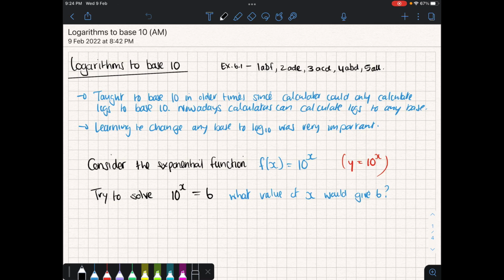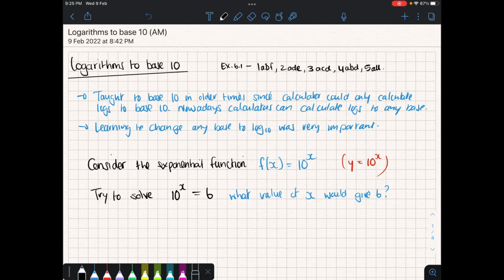So we finally moved on to logarithms, and when we're looking at logarithms, we generally start by looking at logs to base 10. Okay, so in the olden days, one of the main reasons we learned base 10 first is because our calculators could only calculate logs to base 10. Right? Nowadays we can calculate to any base, right? And obviously this made learning to change logs back in the day very important. Now, it is nice to learn logs to base 10, and we'll explore the reasons why in a bit.